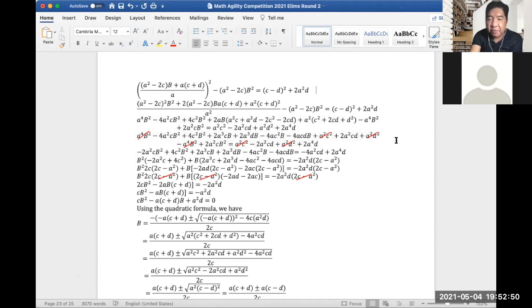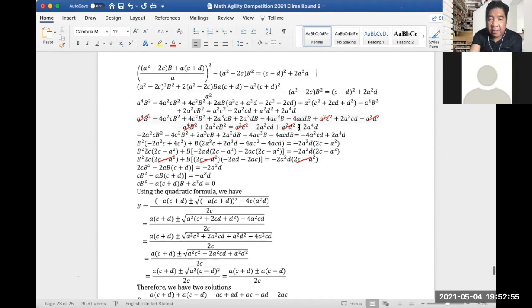And then a squared d squared, which also appears on the right hand side, so that's also canceled out. Then we can manipulate this, combining like terms and factoring out, so we have this line here of b squared times (2c minus a squared plus b). The key here is that we should combine terms that have a similar quantity that can be canceled out later.